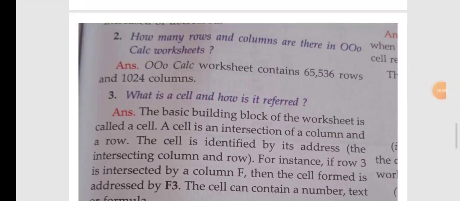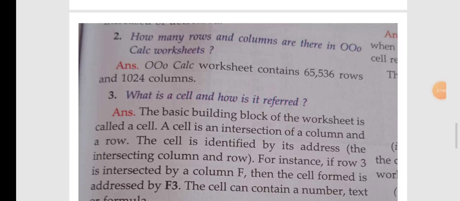Next question is, how many rows and columns are there in a Calc worksheet? So 65,536 rows and 1,025 columns are there. Okay, and what is a cell and how is it referred to? So the basic building block of the worksheet is called a cell. Basically, a cell is nothing but the intersection between the rows and the columns, and a cell is identified by its address, basically the intersection of the column and the row. For instance, if row 3 is intersected by column F, then the cell formed is addressed by F3.